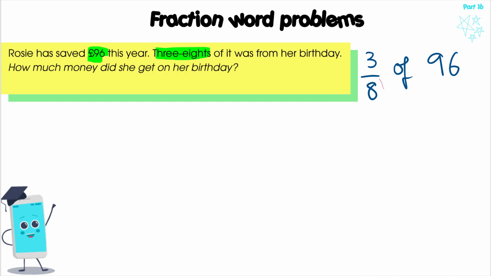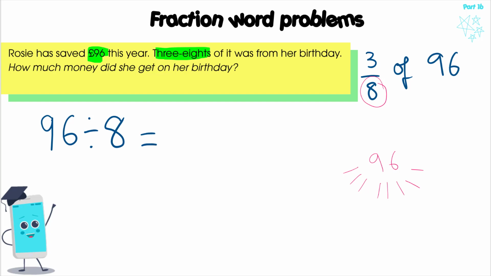We look at our denominator. I want to share my £96 into 8 groups. So I'm going to use my times table knowledge, my 8 times table knowledge. How many 8s fit in 96? It's 12. So my 96 can be split into 8 groups of 12.